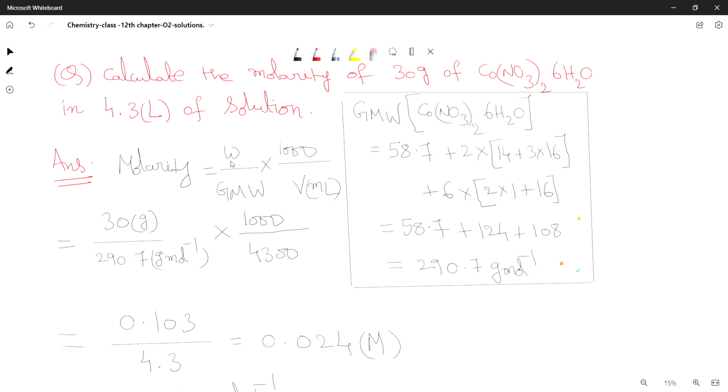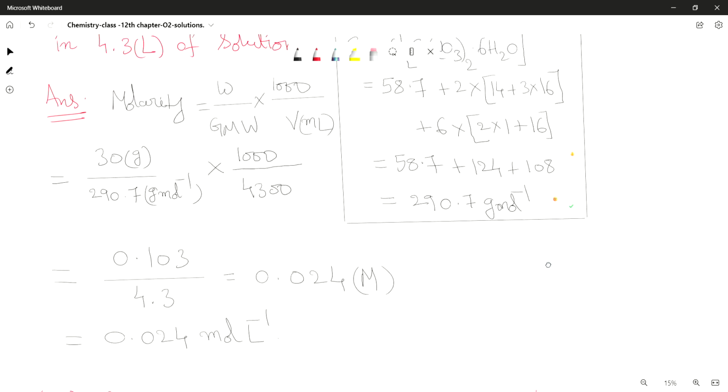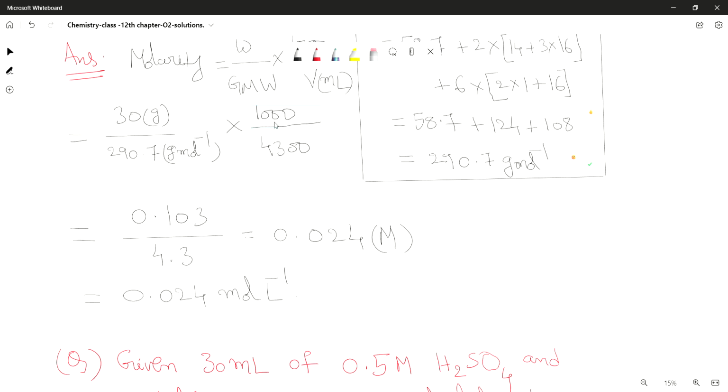And molarity is weight by gram molecular weight multiplied by 1000 by V mL. So 30 grams of cobalt nitrate 6H2O is dissolved. 30 divided by molecular weight of cobalt nitrate, and 1000 by 4300 mL. Or you can directly write 4.3 liters at the bottom without the 1000 on the top. That way also you can write.